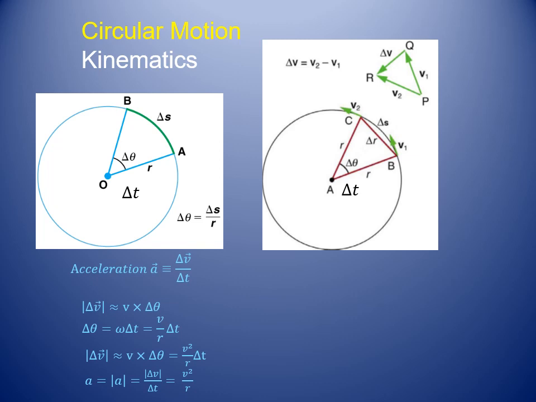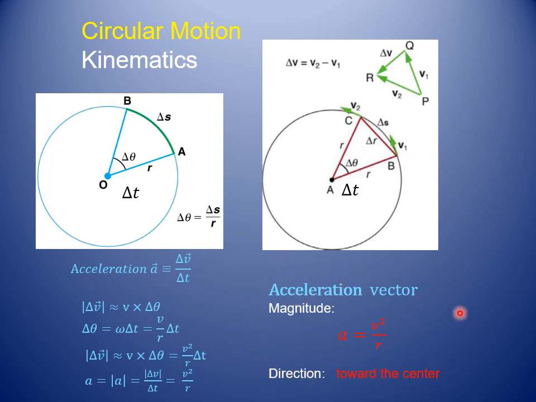To summarize the result, the magnitude of the acceleration vector is a equals v squared, where v is the tangential velocity, divided by r, and that's all due to these arguments, this mathematics, which is usually called kinematics. And where is the direction? As delta t approaches 0, the actual direction is towards the center. So this summarizes the relation.